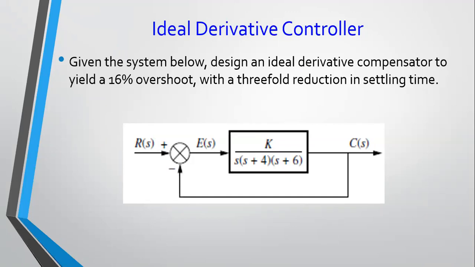So let's take this example here. We have a system of type 1 in the forward transfer function. Given the system below, design an ideal derivative compensator to yield 16% overshoot. This 16% overshoot would allow us to set our damping ratio, along with a reduction in settling time. When you look at the question here, it's mentioned: design an ideal derivative compensator. In general, you might not be told what type of compensator to design. You might just be told to design a suitable compensator. In this case, since we're dealing with a reduction in settling time, you should know this relates to the transient part of the response of a system. So it has to be either a PD controller or a lead compensator.